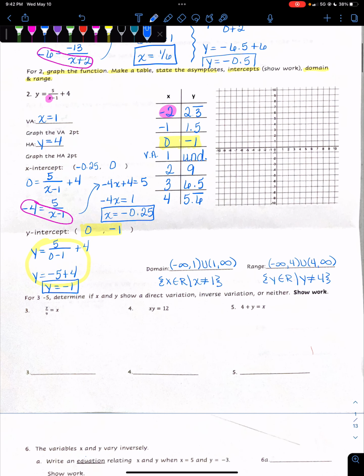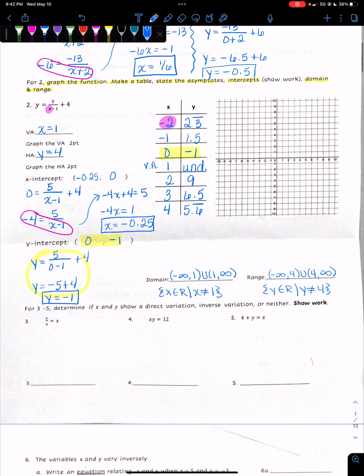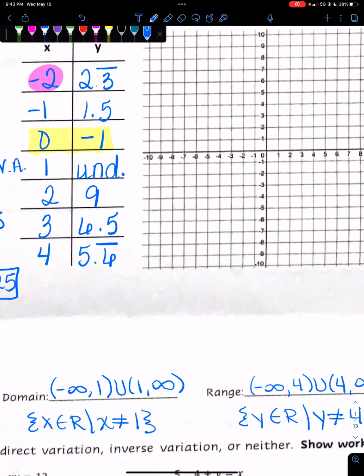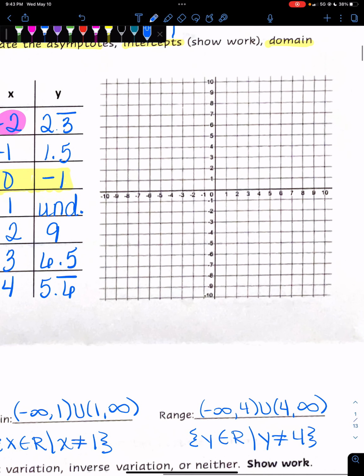Oops, I didn't graph that. I guess that's kind of important because that was one of the things in the instructions, graph the function. So x equals 1. Let me go ahead and zoom in on this. X equals positive 1. Y equals 4. Those are our asymptotes. Make sure that you label these. If you don't label these, you will be losing a point on those. So make sure that you label those.